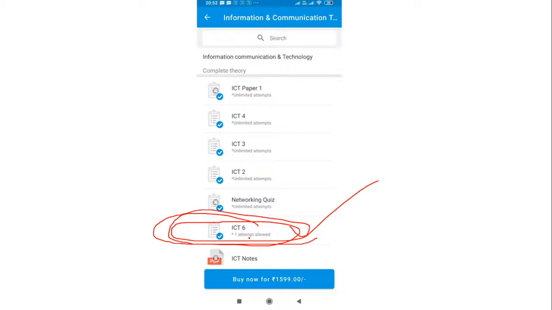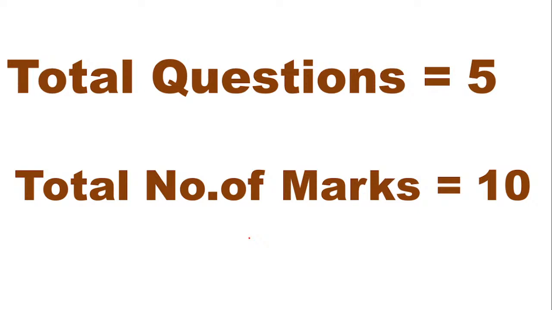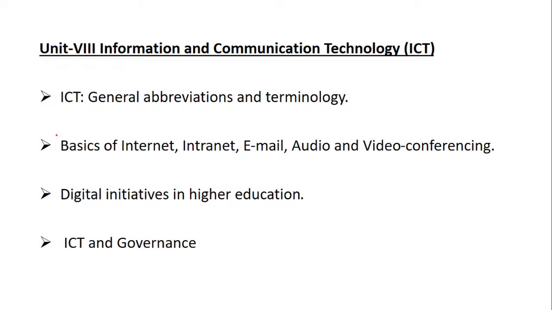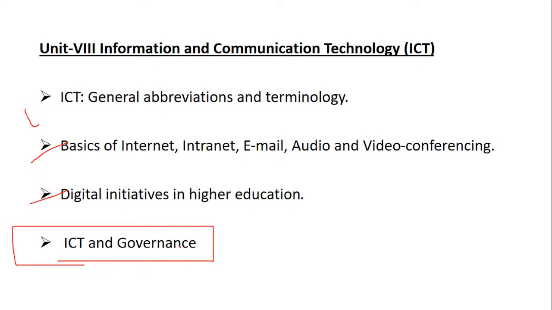Any doubts, you can put in the chat box so that I can take them in advance before we start the class. Today, as we all know, we are talking about the ICT topic. The total number of questions from this unit is 5, and the total marks allotted are 10. Slowly, gradually, we have completed all the topics. ICT and governance I'll be taking tomorrow. In today's class, as I said, I'll be completing memory and certain topics on digital initiatives. Tomorrow's class, I have some small topics, some terms which are left, which I'll be completing tomorrow.